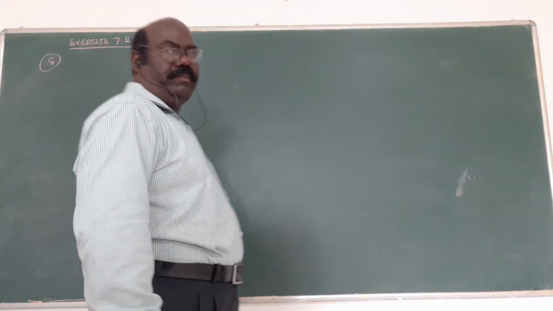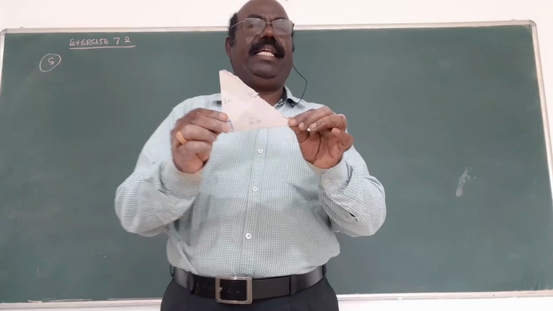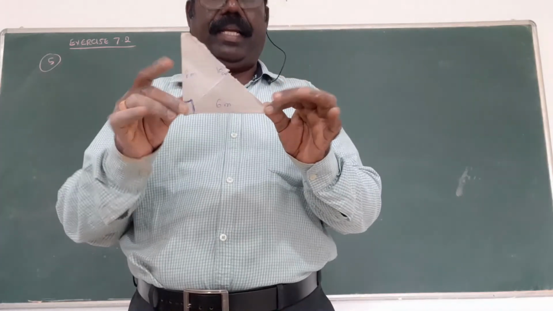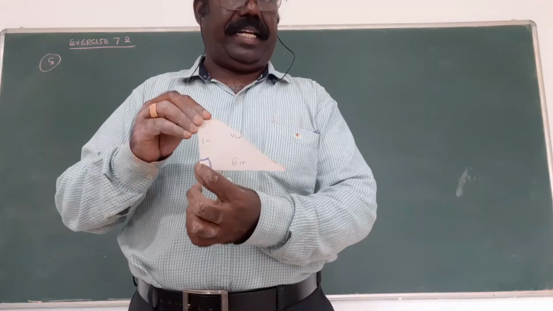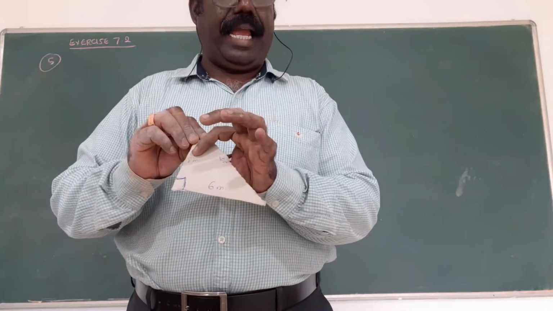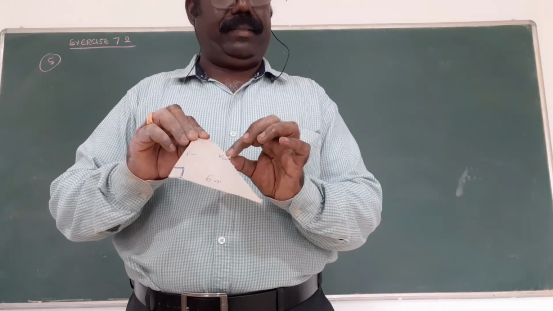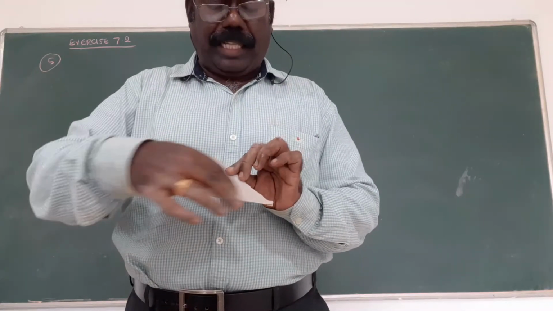The fifth question is here. Suppose one triangle is there. This is a right angle triangle. The base is 6 cm, the height is 8 cm, and this is 10 cm. Am I right? Now, this is the base, this is the height.